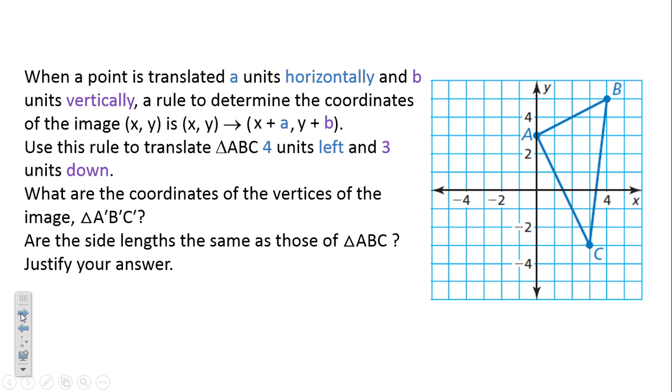So in your first box in the upper left corner, write that down. X and Y are moving to X plus A, Y plus B. Write that down in the blank.